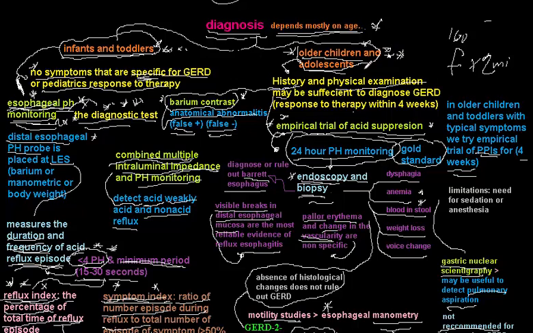In older children and adolescents we have a more clear history and physical examination. We have more specific symptoms for gastroesophageal reflux disease. So the symptoms, history, and physical examination are sufficient to diagnose it, and the response to therapy will be clear. So we use what we call an empirical trial of acid suppression. In an empirical trial of acid suppression, we give proton pump inhibitors for 4 weeks.